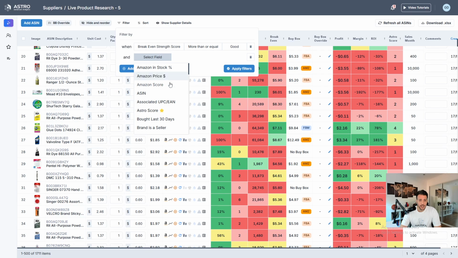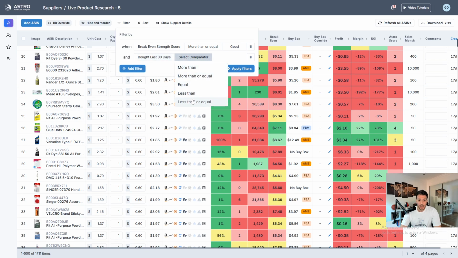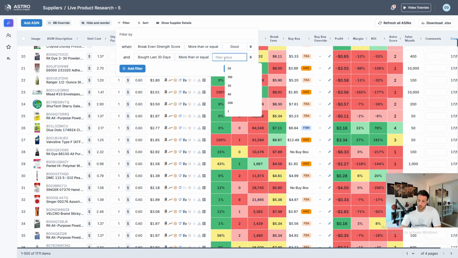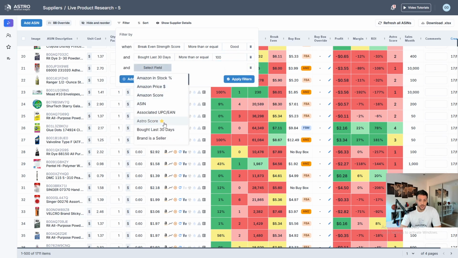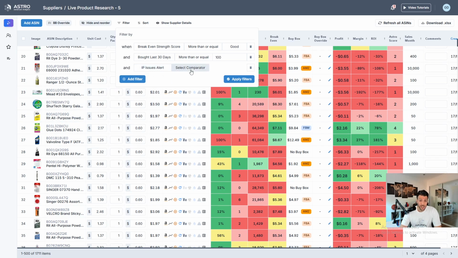Next, let's go for high sales ASINs. So products with ASINs with more than, let's say, 100 or more sales. And let's also focus on products that have no IP issues. IP issues can put your account at risk, and you want to avoid any ASINs that might create problems for you. So let's say ones with no issues.